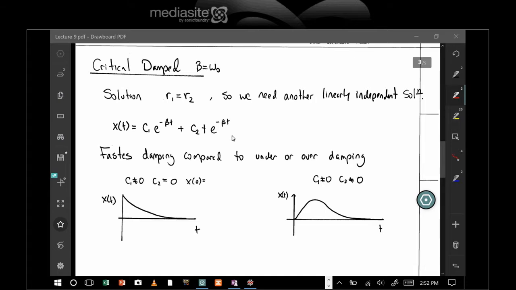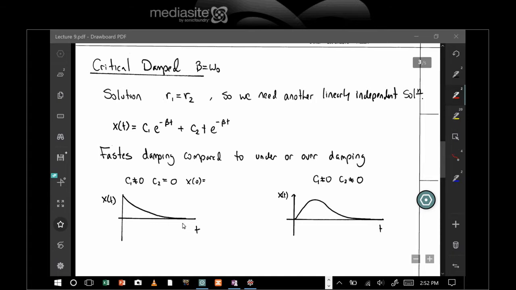Now, if I get a case where, say, initial speed is equal to 0, but I have some initial position, I'm going to get something that looks like an exponential, like that. If I have another case where it starts at x equals 0, but it has an initial speed, it's going to come up and then eventually come down exponentially. So why is it called critical damping? Because this is the case where I have the fastest rate of energy loss. I'm going to have the fastest rate to 0. That's why it's called critical.